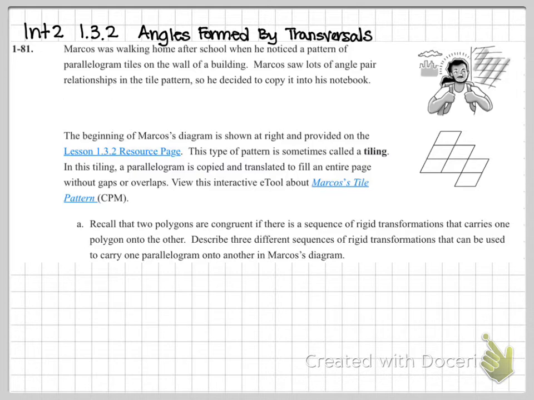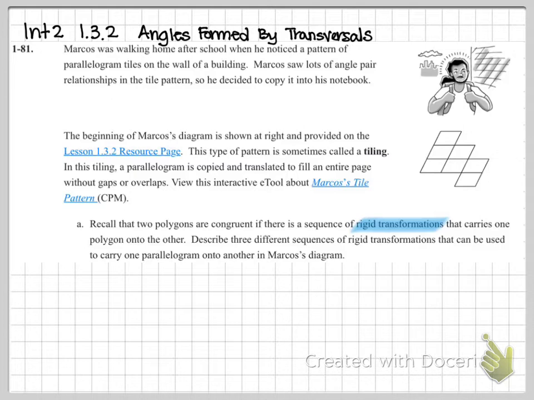So back to Integrated 1 from last year, we had this idea of a rigid transformation. So just as a reminder what those are. A rigid transformation, there's 3 of them. There is a reflection, there are rotations, and there are translations. Remember, translation just slides an object from one place to the other.